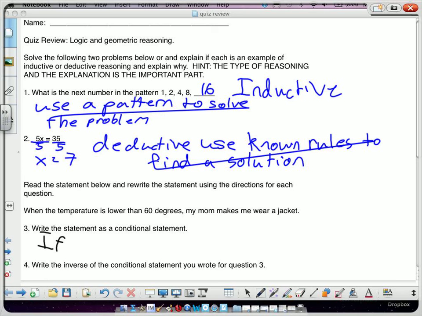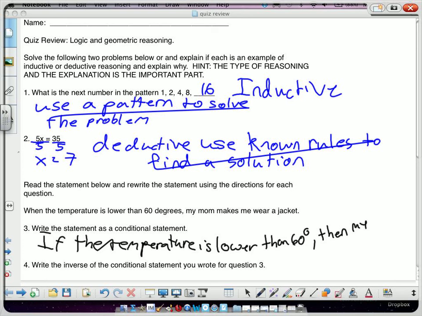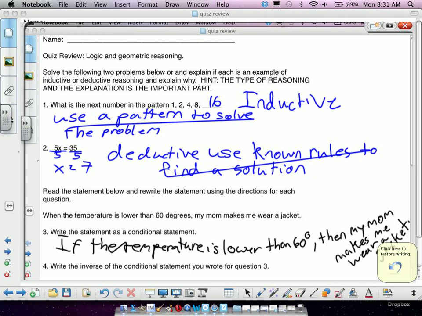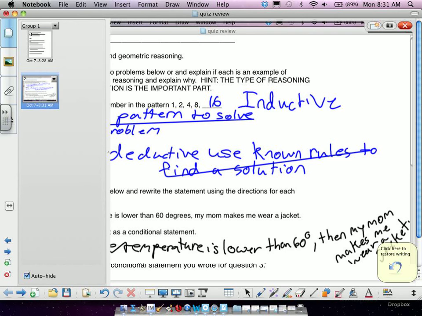If the temperature is lower than 60 degrees, then my mom makes me wear a jacket. Okay. Unfortunately, this is going to disappear. But I will rewrite that last one.